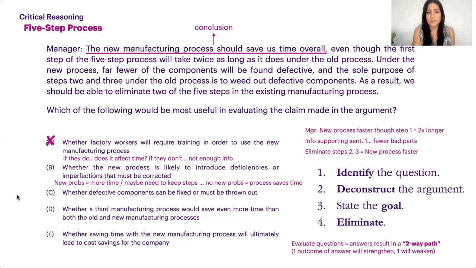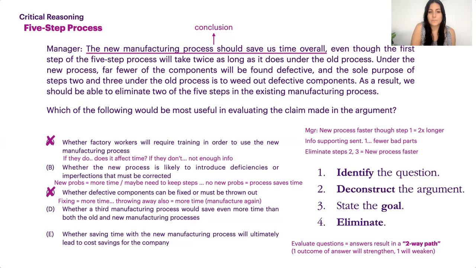C says whether defective components can be fixed or must be thrown out. So in this case, either way, fixing something implies more time. Throwing away something also implies more time because then you have to manufacture it all over again. So this doesn't give us the split path that we want, so we're just going to eliminate it.